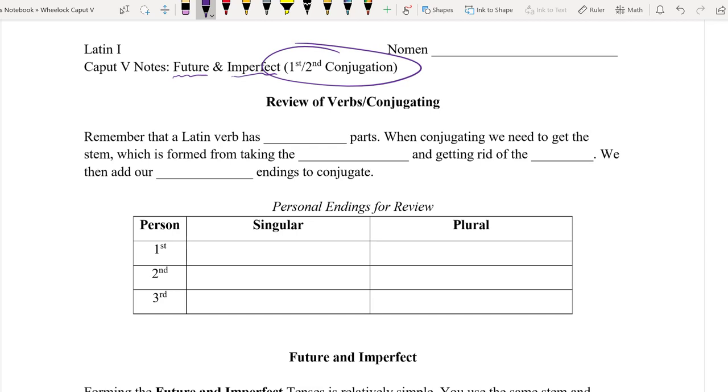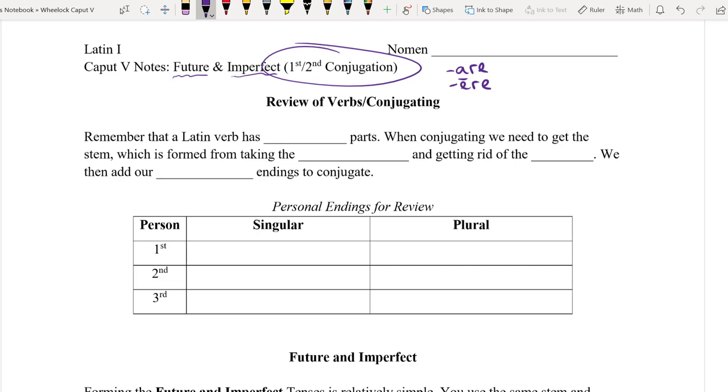And really this is focusing on first and second conjugation. There are some differences in the future tense depending on what conjugation a verb is, and we will cover those over the next few chapters. But for right now, just remember first and second conjugation verbs. So these are verbs that have an ARE infinitive or an ERE, a long ERE infinitive. Okay, we're going to deal with the future and the imperfect tense.